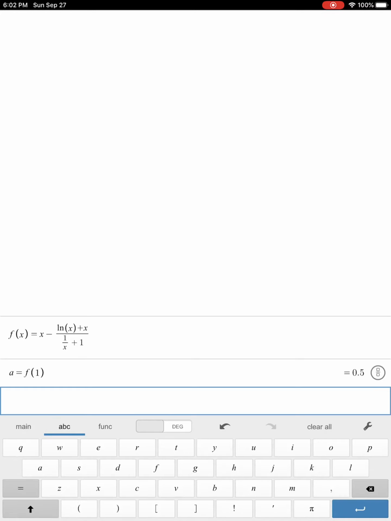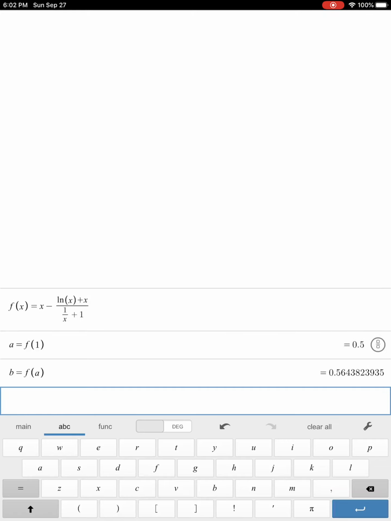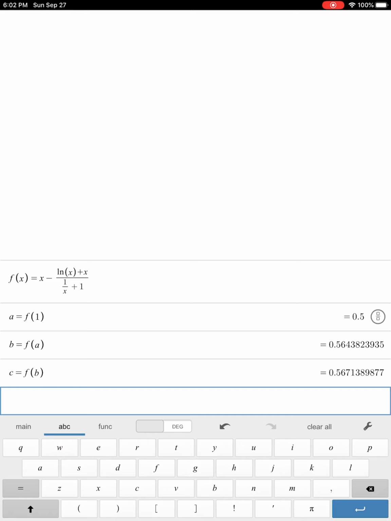Right, so like I said, that one's not too bad. x2 is going to be equal to f of x1. All right. x3 is going to be equal to f of x2. Ooh, looking good already. Let's go to 3 decimal places for this one. Well, we've already gotten to 4.